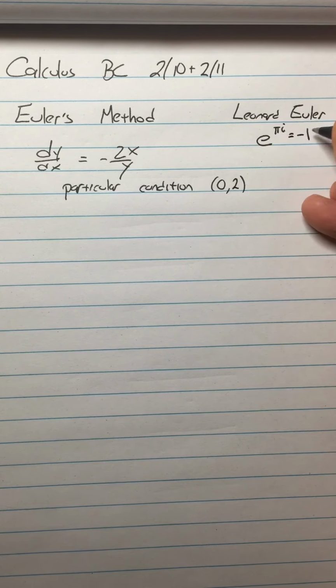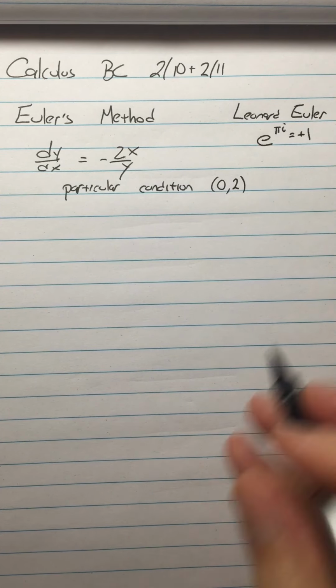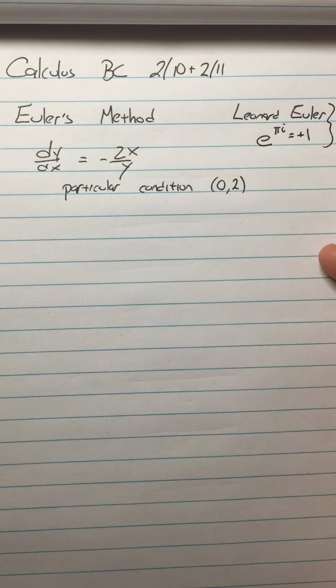Some people like to write e to the pi i plus 1 equals 0. We're actually going to learn in this course later, in about April-ish, why this is true. We're going to learn that.